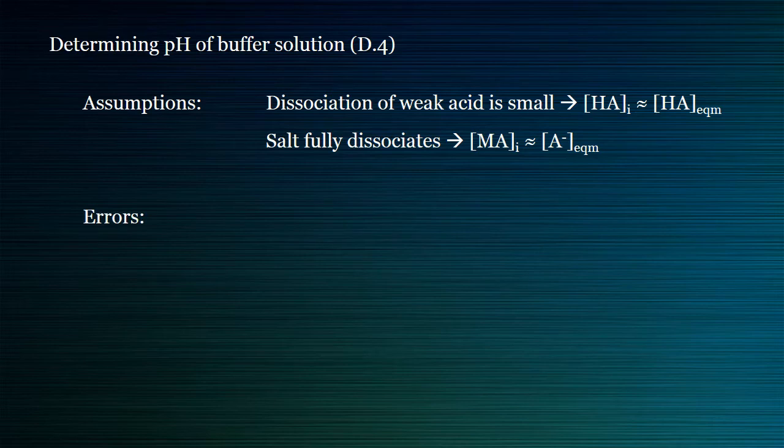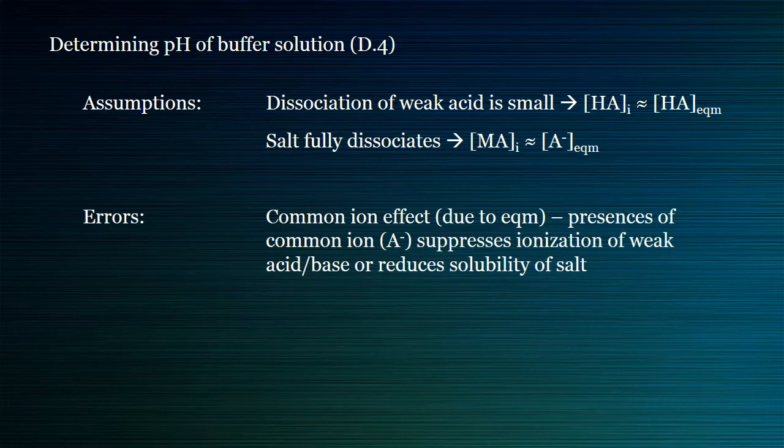Now, if you go through and do this, you could actually figure out where some of your error occurs, so that if you're looking at percent error, why would that happen? It's called the common ion effect, and this is due to all equilibrium reactions. When you have the presence of a common ion, your acid is going to dissociate into A minus, and your salt also dissociates into A minus. That constant presence of A minus is going to suppress the ionization of your weak acid or base and reduce the solubility of your salts.